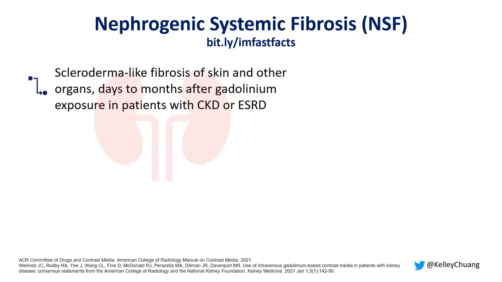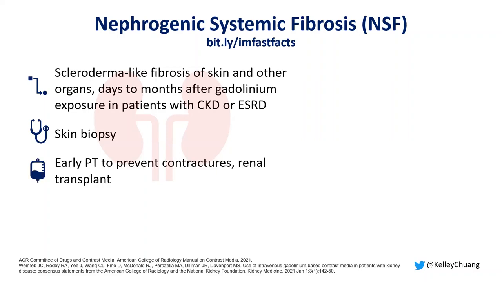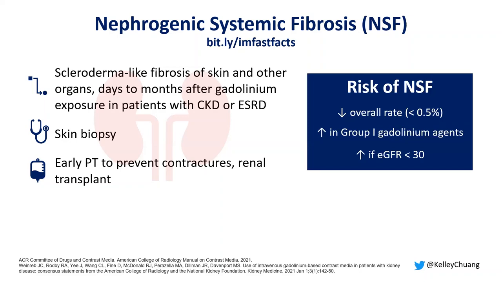So in summary, remember that you can see all of our slides at bit.ly/imfastfacts, but NSF is the scleroderma-like fibrosis of skin and the other organs. It tends to happen days to months after GAD exposure. The diagnosis is made with skin biopsy, and the only treatment that's shown to be truly effective is early physical therapy and renal transplantation. The risk is very low. The overall rate is reported to be less than 0.5%.